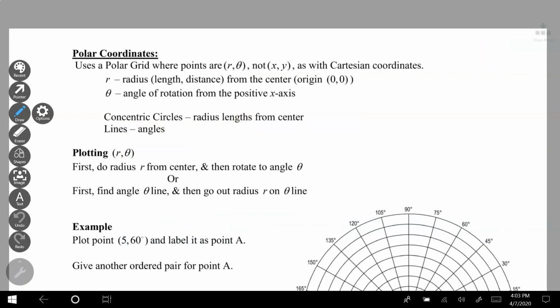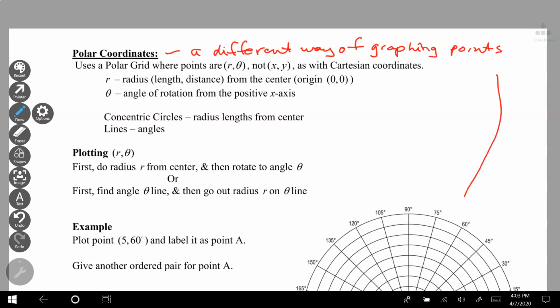So today we're going to do something else called polar coordinates. Not x's and y's. It is a different way of graphing points. You see over here this grid. Kind of looks like a dartboard or a radar screen. It's not square like the other one. So what we're going to pay attention to are two features on this called r and theta.